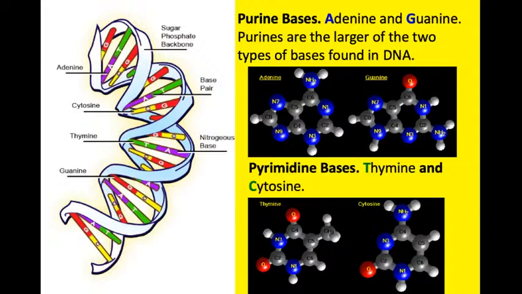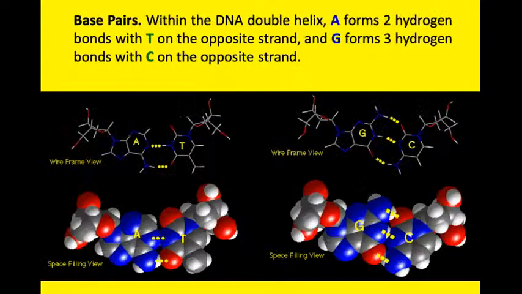So something about basics. Adenine and guanine, purines, are the larger of the two types of bases found in DNA, which we have discussed already in the first classes. Thymine and cytosine are pyrimidines. Base pairs within the DNA complex: A forms two hydrogen bonds with T, and G forms three hydrogen bonds with the C on the opposite strand.